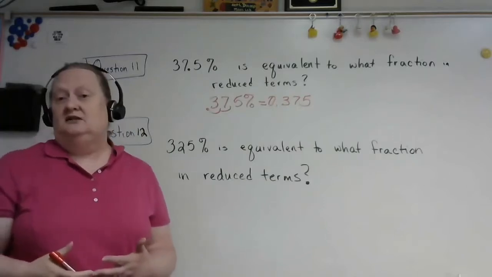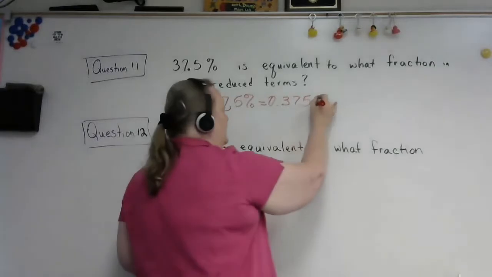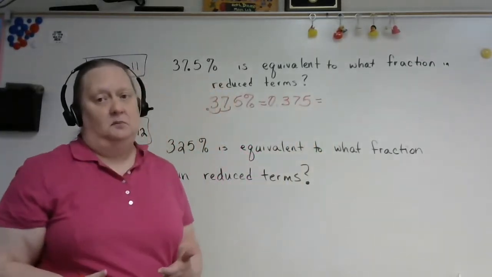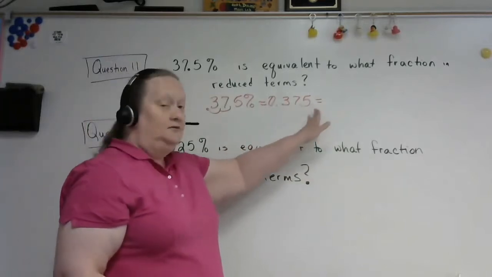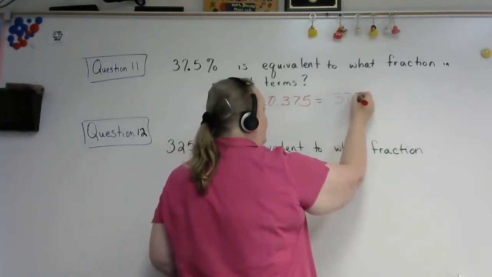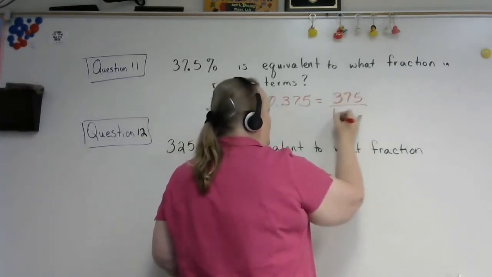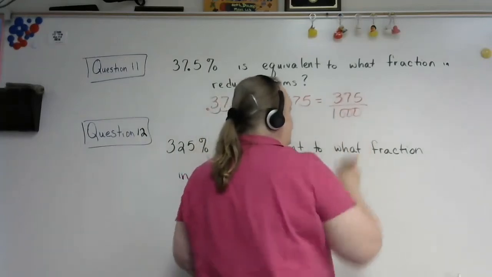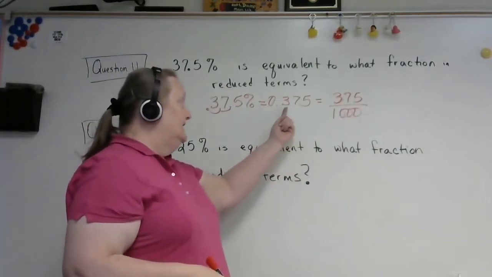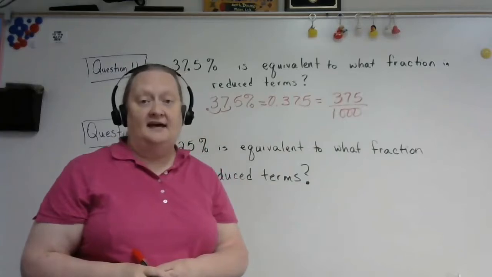At this point, we can do this by hand or using the calculator to reduce. If we do it by hand, remember that we want to count the number of decimal places. So that's 1, 2, 3 decimal places. So that's a 375. And that's 1. And since it's 3 decimal places, it gets 3 zeros with the 1. So that would be 1,000. Remember, that's tenths, hundredths, thousandths. And so that's 375 over 1,000.